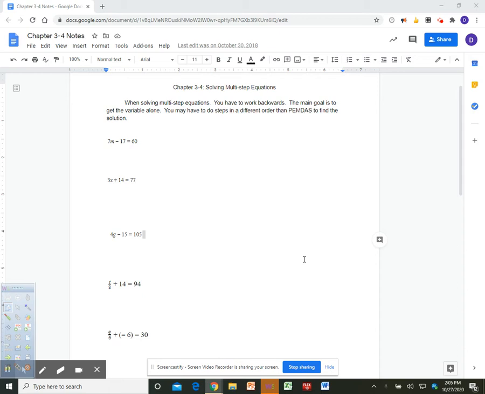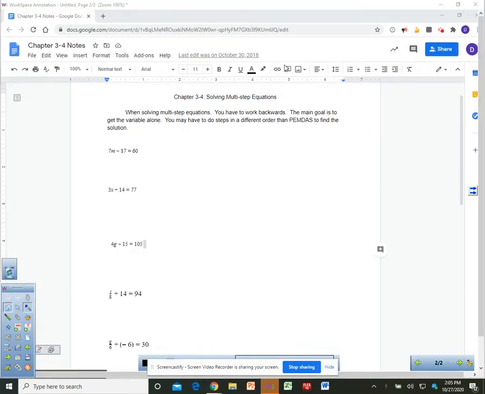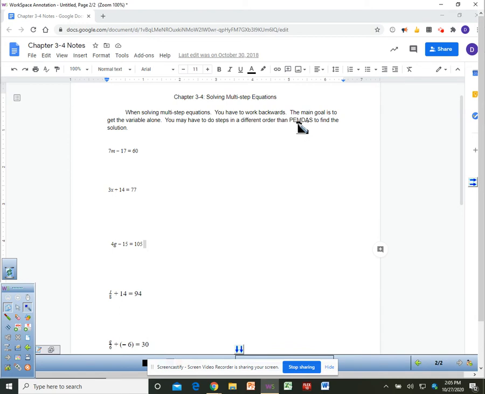So when solving multi-step equations, we have to work backwards, meaning we have to go the opposite order of PEMDAS. So we're going to start by getting rid of stuff because we're going to try to solve an equation. Meaning, instead of usually PEMDAS, we go parentheses, exponents, multiply, divide, add, subtract, we're going to get rid of things this way to find our answer.